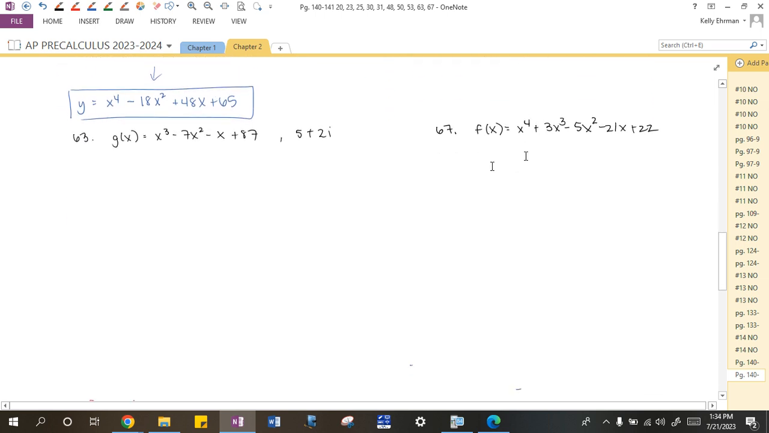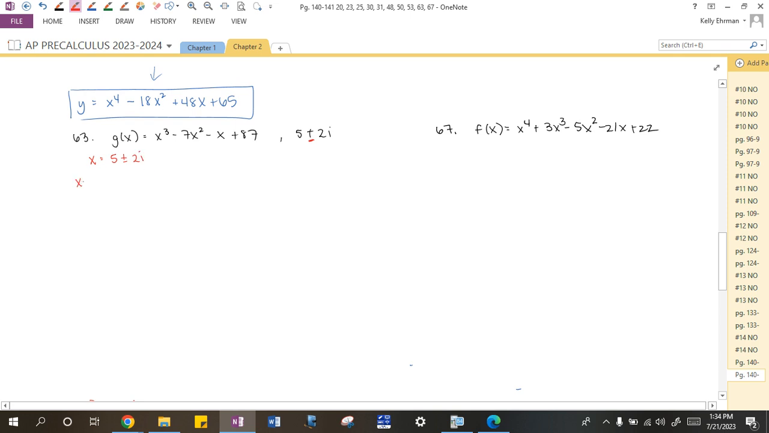Number 63, the directions here said find all of the zeros. You're given one of the zeros of the function. You're supposed to find the rest. So again, if 5 plus 2i is a zero, that means 5 minus 2i is also a zero. I said factor, I meant zero. And so given the zeros, 5 plus or minus 2i, remember this can help you find the factors.